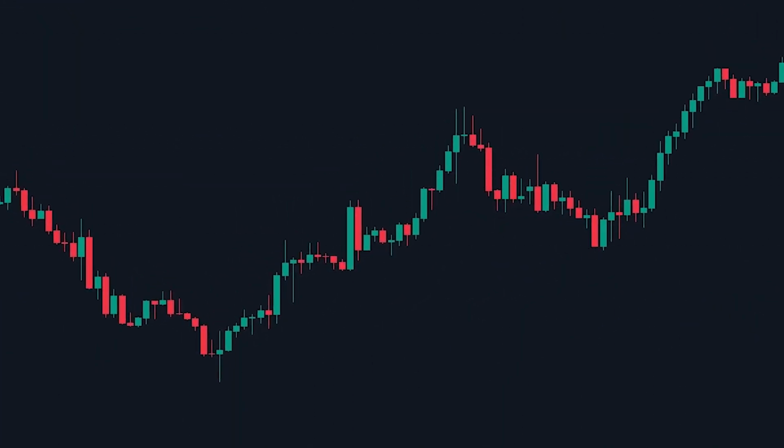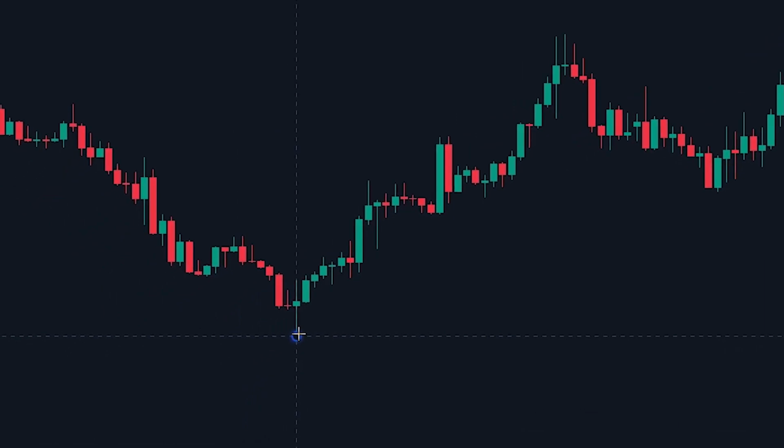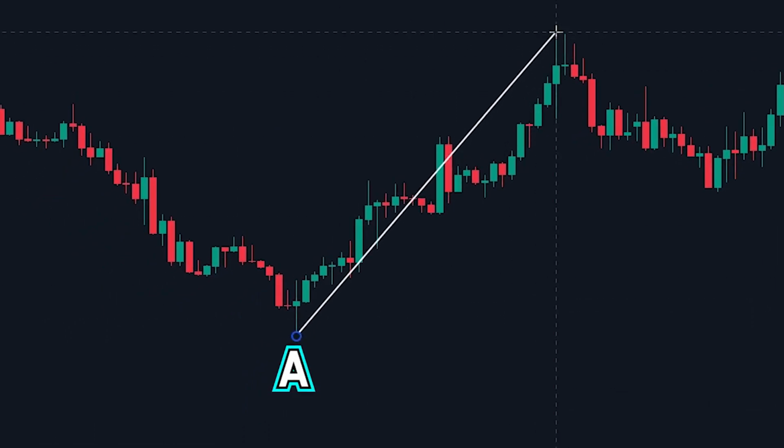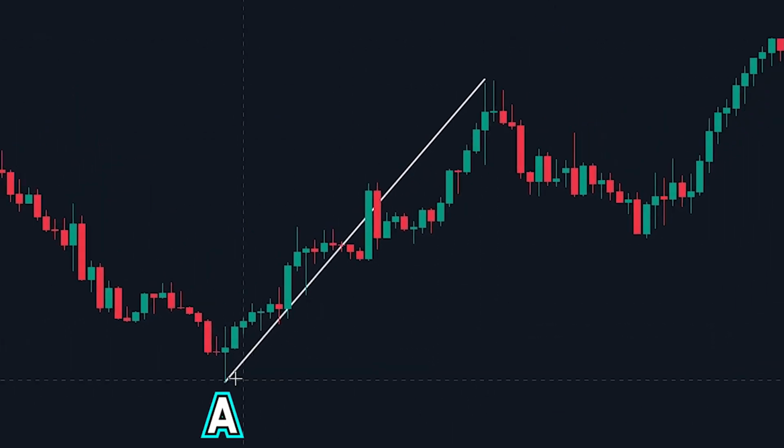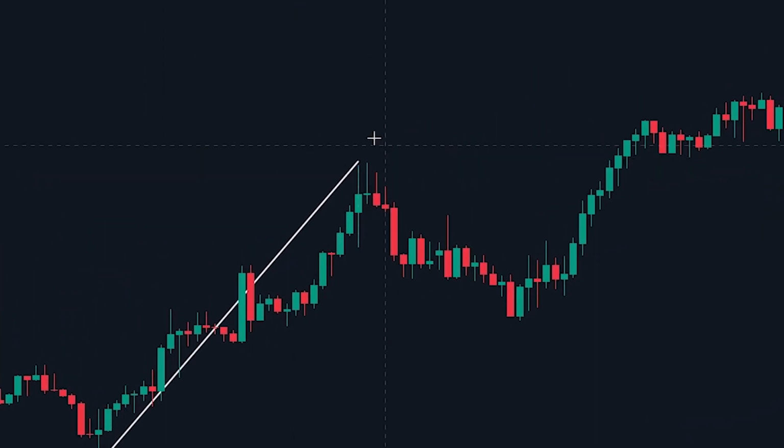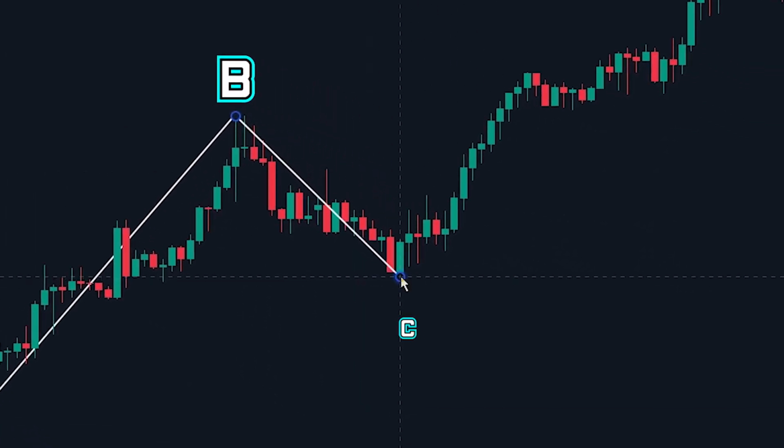First, we can see a low that has been made. We will mark this low point as A. We can see that after the low was made, the price made a new high. We will mark this new high as point B. After point B has formed, if a pullback is made, then we will mark the pullback as point C.